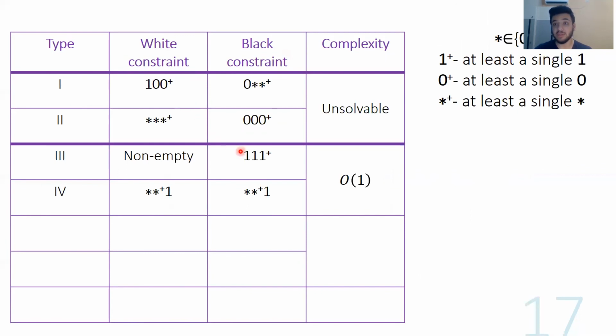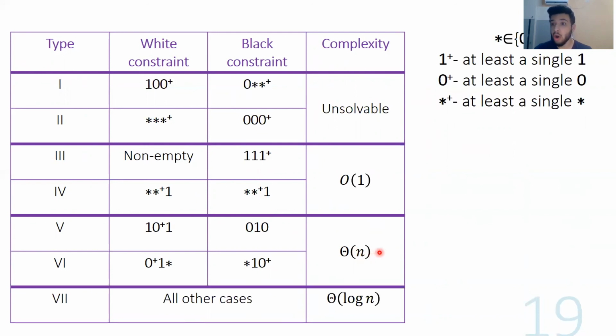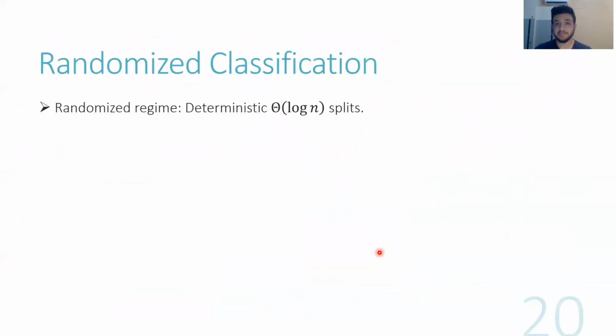We also have the problem solvable in constant time. And again, it is very easy to check whether a problem has one of these patterns. Then we have the global patterns, the global problems, and the same holds. And all of the other problems have complexity log n.